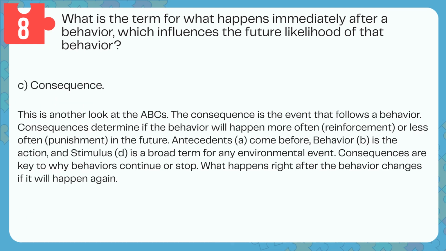Answer: C. Consequence. This is another look at the ABCs. The consequence is the event that follows a behavior. Consequences determine if the behavior will happen more often, reinforcement, or less often, punishment, in the future. Antecedents, A, come before behavior. B is the action. D, stimulus, is a broad term for any environmental event. Consequences are key to why behaviors continue or stop. What happens right after the behavior changes if it will happen again.